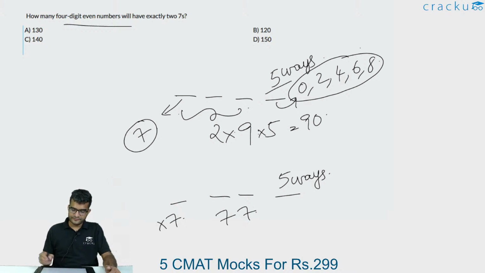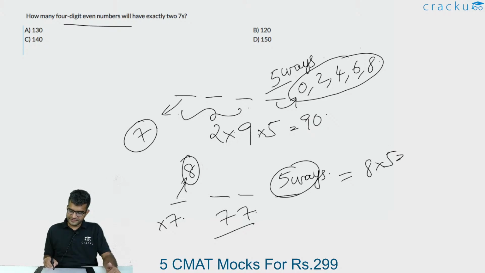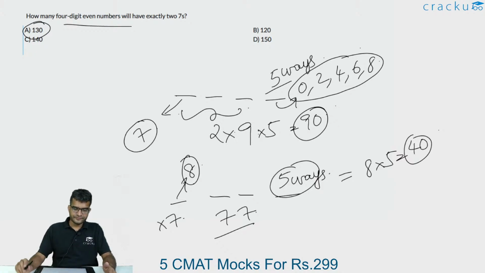In the second case, where the 2 sevens are the second and the third digit, the first digit can be chosen in 8 ways. It cannot be 0, because the first digit of a 4-digit number cannot be 0. It cannot be 7. It can be any of the remaining 8 digits. So the total number of 4-digit numbers possible in this case will be 8 into 5, which is equal to 40. So the total number of 4-digit even numbers which have exactly 2 sevens will be 90 plus 40, which is equal to 130. Let us now look at the next question.